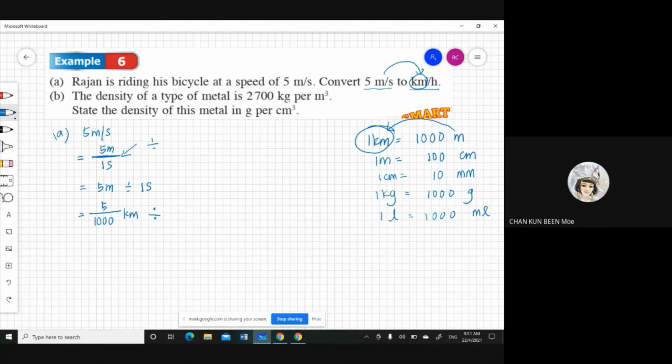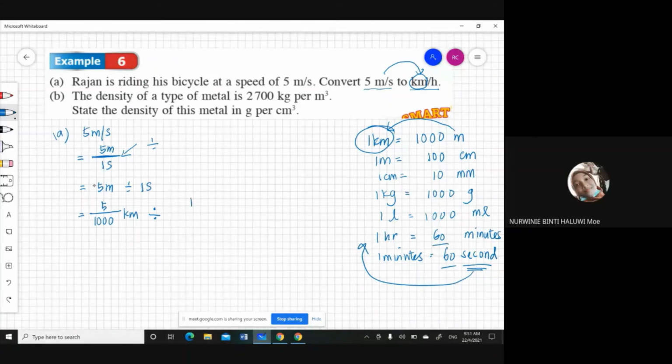Okay, 1 second, we need to change to hour. So you already know 1 hour equal to how many minutes? 60 minutes. Right, 60. 1 minute equal to how many seconds? 60 seconds. So we need to change second back to hour. So you see, we need to divide how many times by 60? 2 times, right? Yes. 2 times 60, meaning that 1 divided by 60 and divide by 60 another time. So now it becomes hour.